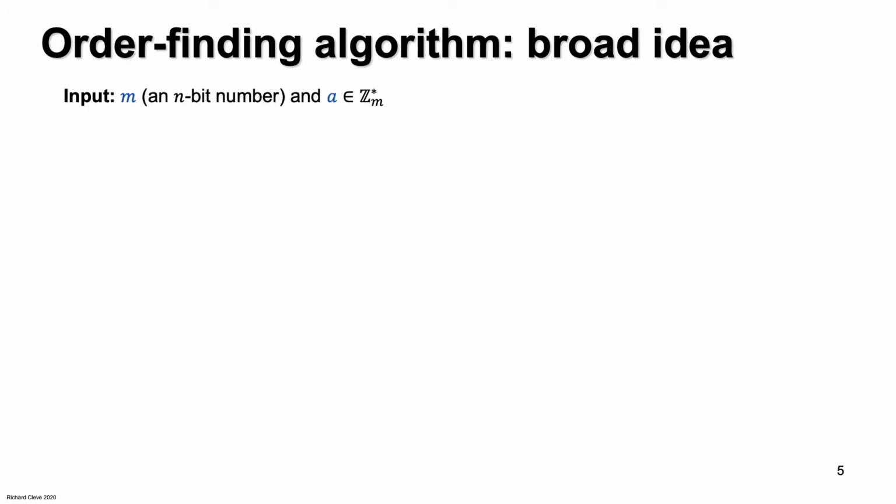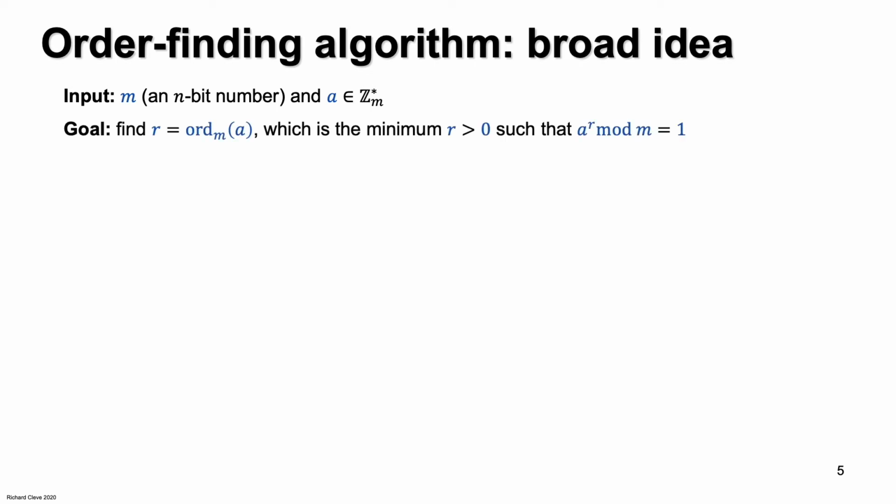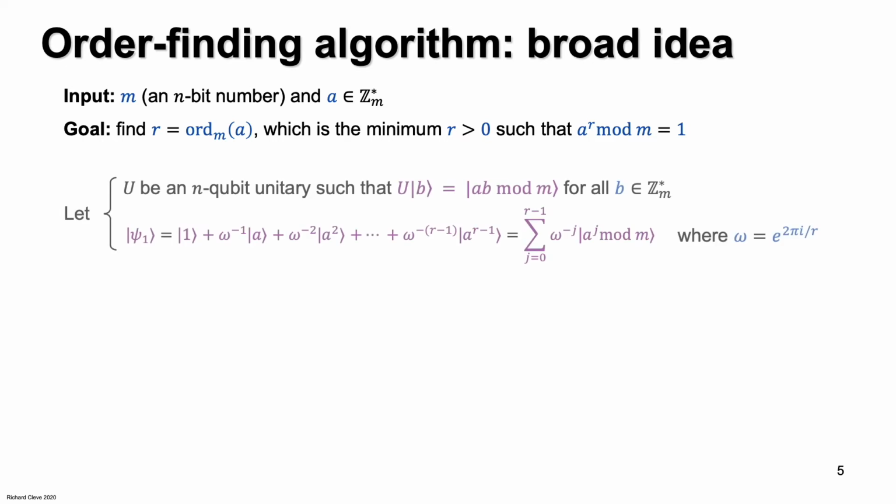The input to the order finding problem is m, an n-bit number, and a, an element of Z star m. The output is the order of a mod m. Our approach will be to use the framework of the phase estimation algorithm. Recall that for this framework, we need a unitary operation and an eigenvector. Consider the unitary operation U that for all b in Z star m maps ket b to ket ab, where by ab we mean multiplication of a and b modulo m.